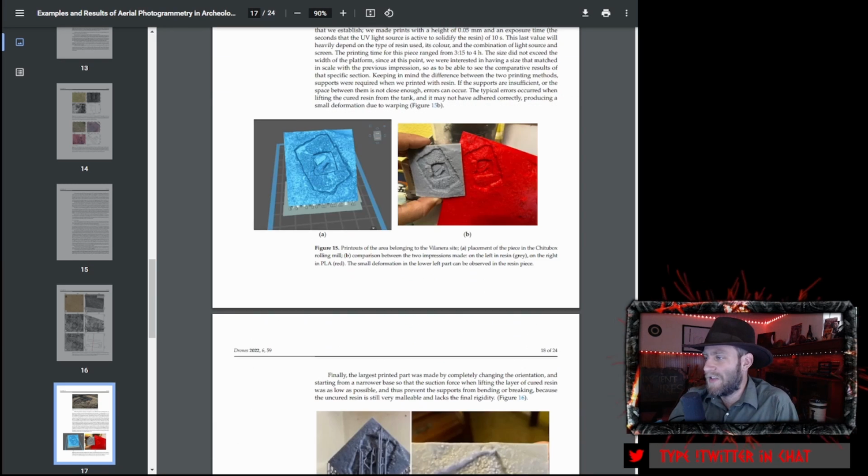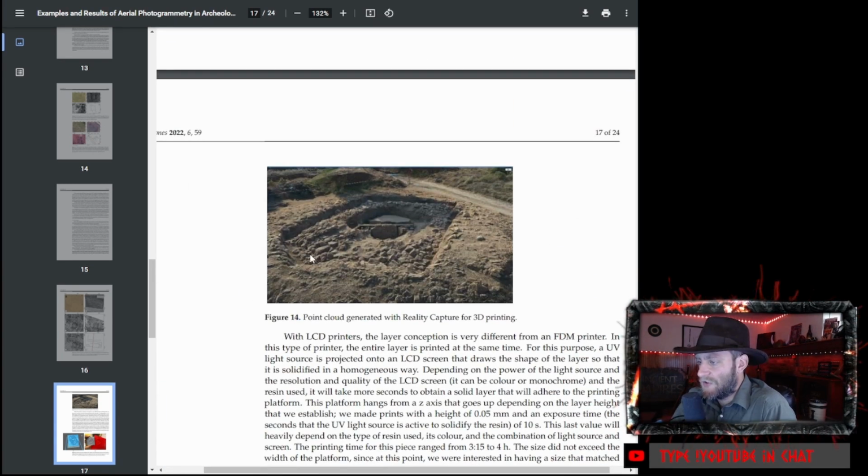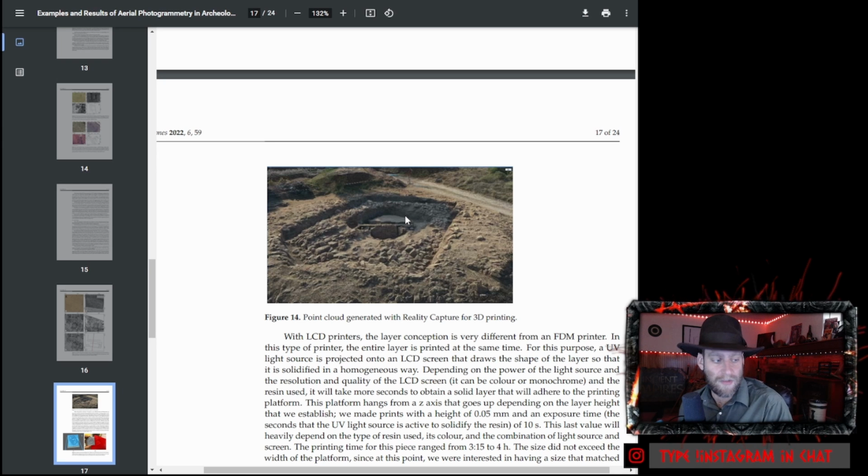This is the last bit: the 3D printing of archaeological sites. So you have this structure right here. This, by the way, is a 3D image. This is not a photograph. This is a digitally reconstructed image of the site.